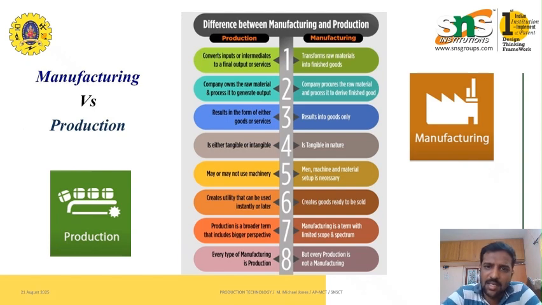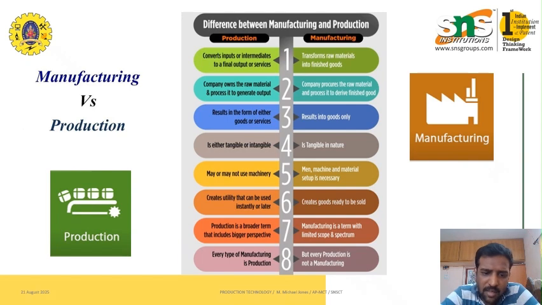We have listed just a few of the differences between production and manufacturing. Production converts inputs into final outputs or a service. The company owns the raw materials and processes them to generate output. The results are in the form of either a good or a service, and it is tangible, in the sense that it can be counted or measured. It may or may not use machinery; heavy machinery may be used, or in certain cases need not be used. It creates utility, which can be instant or later.